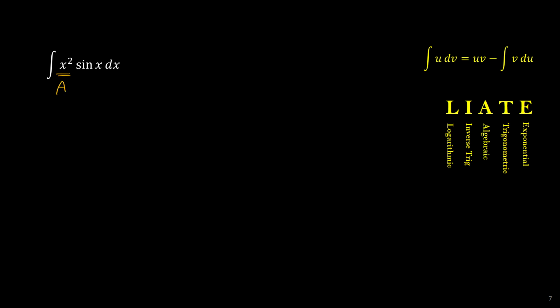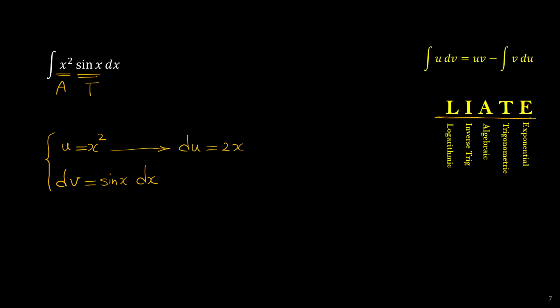Because in this example, x squared is algebraic and sine of x is trigonometric function, we choose x squared as u because algebraic appears first in the list, and dv will be sine of x dx. Now we have to find the du, which is 2x dx, and by integrating from dv, v is negative cosine of x. Integral of sine is negative cosine.